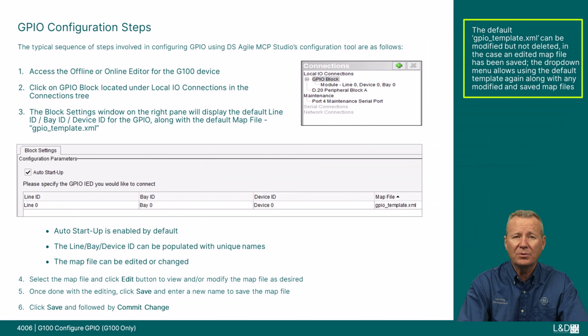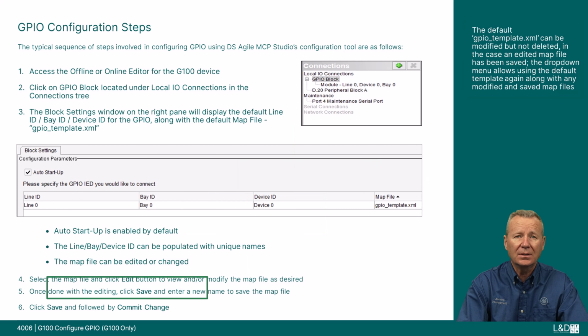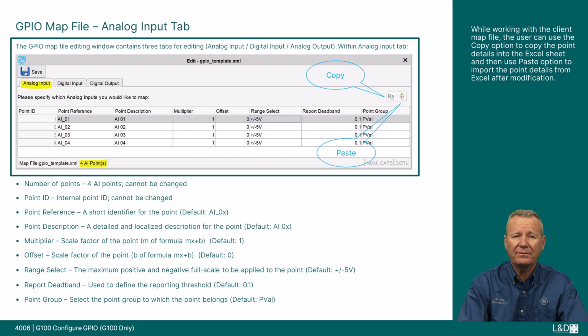Note that the default GPIO_template.xml file can be modified but not deleted. In this case, an edited map file has been saved. The drop-down menu allows using the default template again along with any modified and saved map files. Click Save followed by Commit Change. The GPIO map file editing window contains 3 tabs for editing analog input, digital input, and digital output.